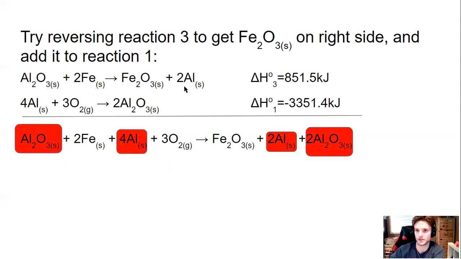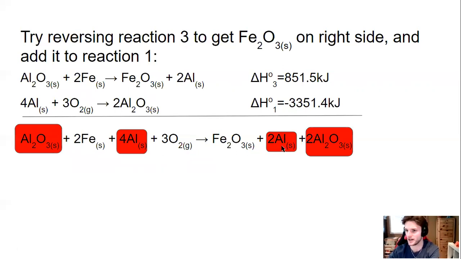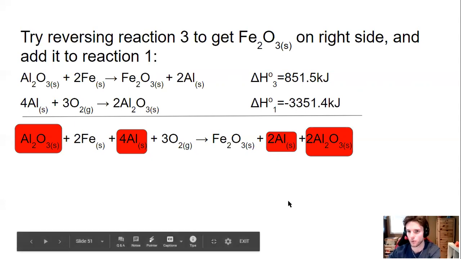So here we have reversed our reaction. And we also changed the sign on our delta H. Remember, if we reverse a reaction, we also need to change the sign on our delta H. And now we can see some common terms here. We have 4 aluminums on this side and 2 on this side. And so this stuff doesn't quite cancel.